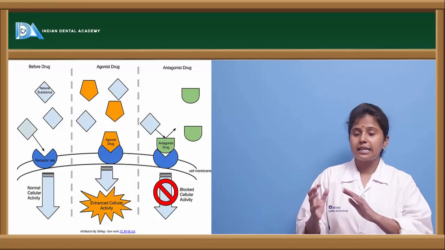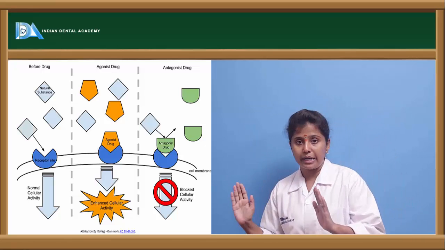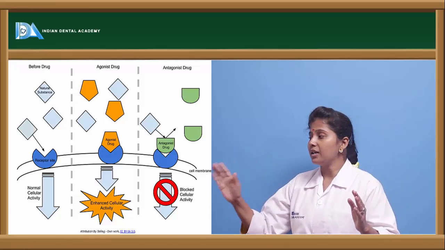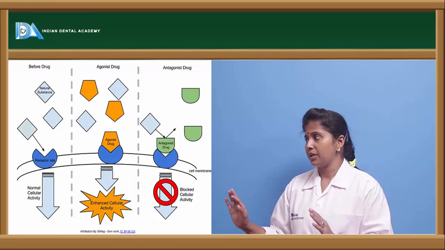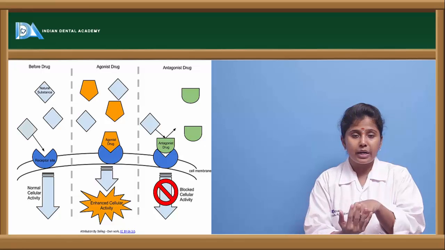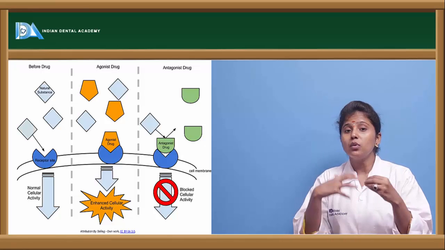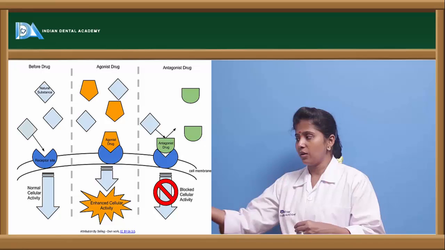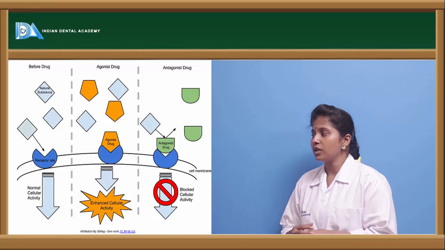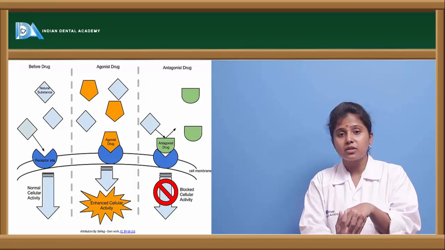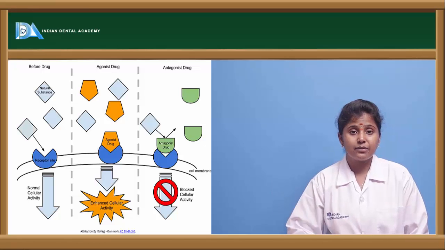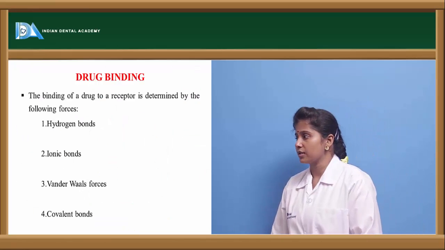And if we see this diagram, normally before any drug binds, the receptor is free and there will be normal cellular activity. But when an agonist comes and binds to the receptor, it shows more action when compared to the normal cellular activity. Here we can see the cellular activity is enhanced. And when the antagonist comes and binds to the receptor, there will be no cellular activity; the cellular activity is blocked by the antagonist.